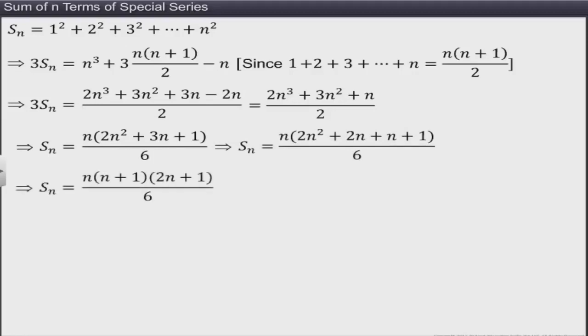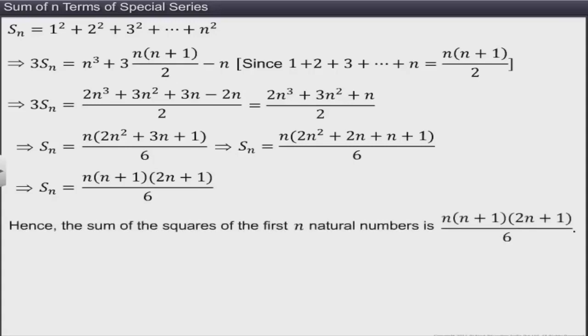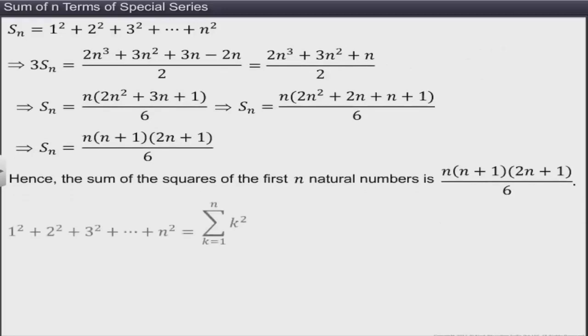Hence, the sum of the squares of the first n natural numbers is n into n plus 1 into 2n plus 1 whole divided by 6. The sum of the squares of the first n natural numbers is denoted by summation of k square, where k is from 1 to n. With the help of this formula, let's find the sum of the squares of the first 10 natural numbers. Let S10 denote the sum of the squares of the first 10 natural numbers.